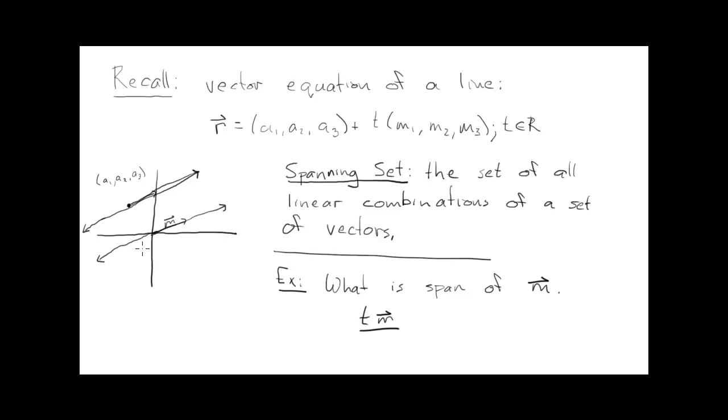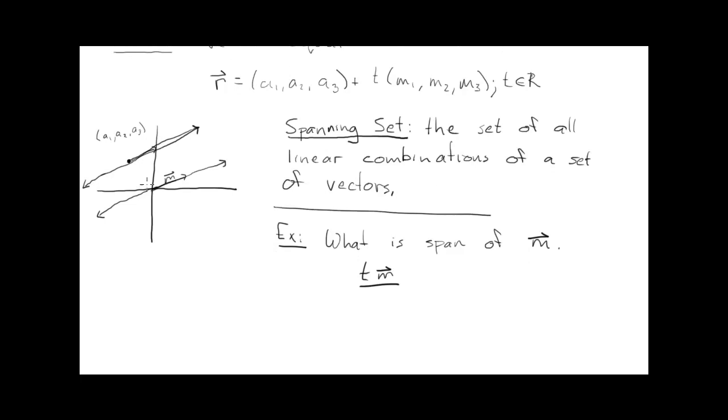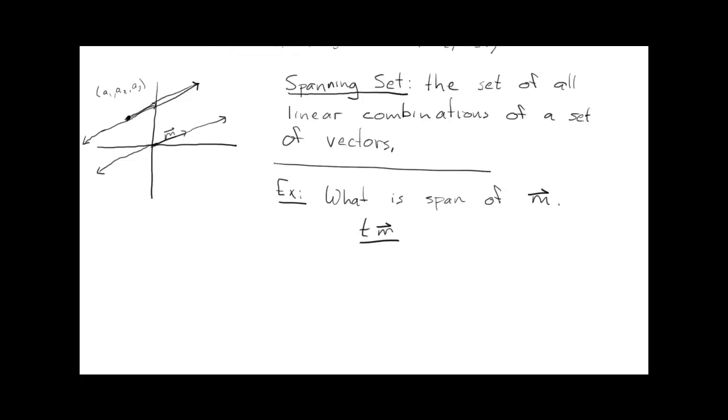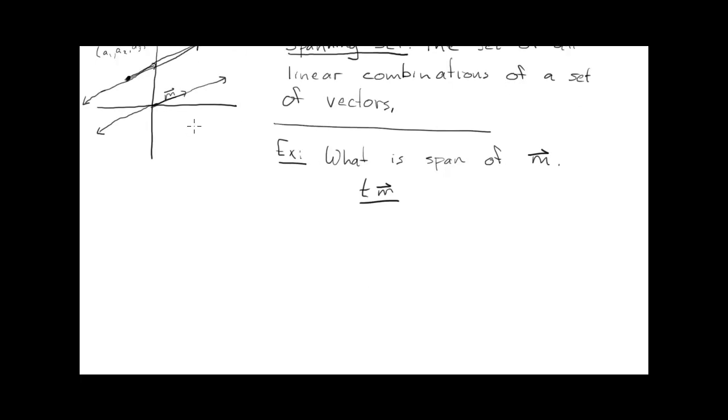And that's really related to how we get the equation of a line. It's just the span of the direction vector, and then you have to add a vector to get you up to the correct position of the line if it doesn't go through the origin. So the equation of a line comes from the span of just a single vector. A single vector will span a line.